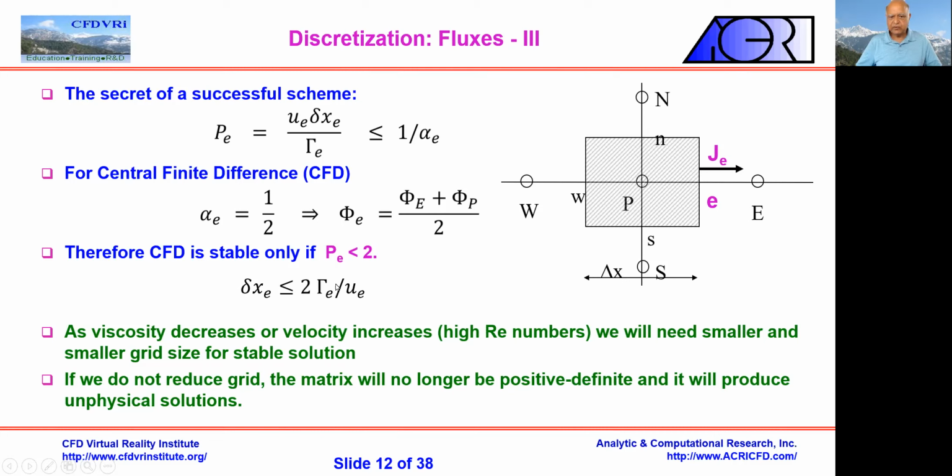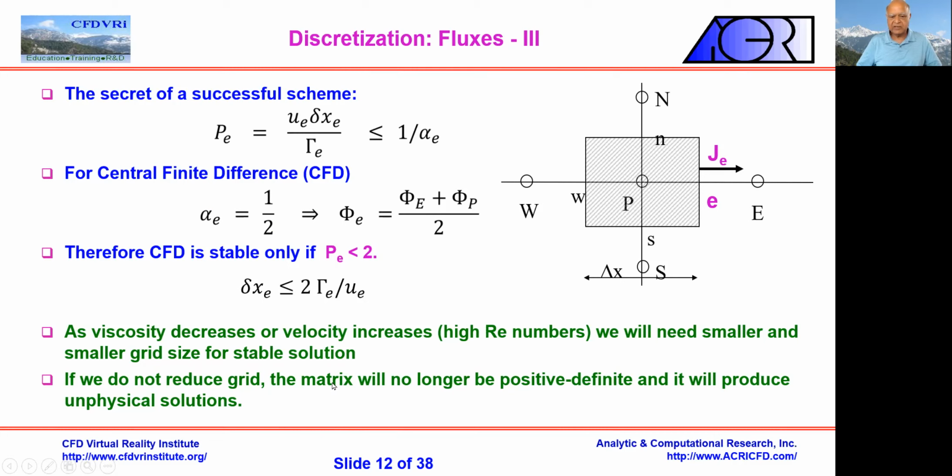That means if you increase the velocity, the grid size should decrease. Or if you decrease the diffusivity, like in high Reynolds number flows, then again the grid size must decrease, right? Okay. So this is a very important conclusion, and this is what I call the holy grail for CFD.